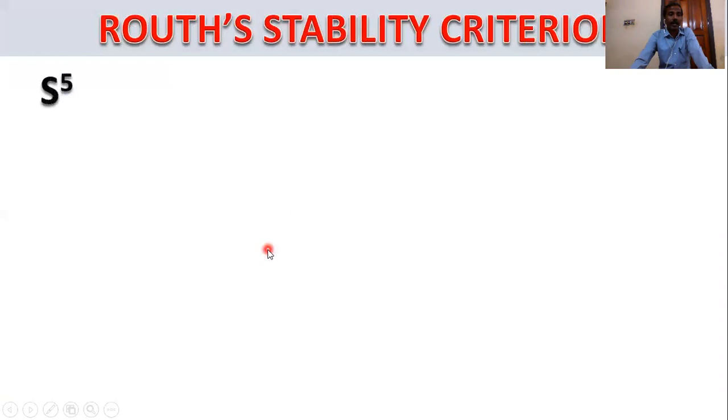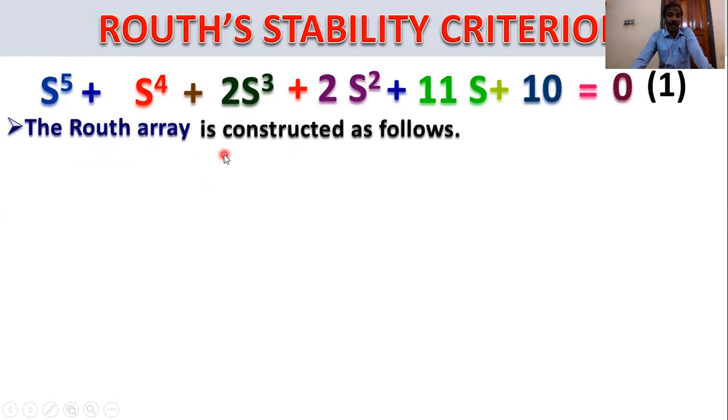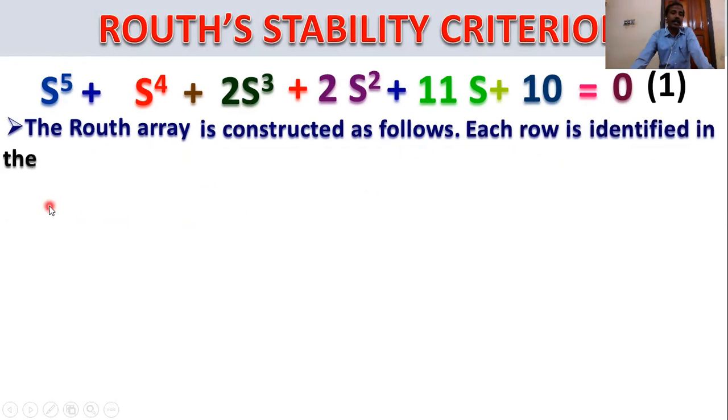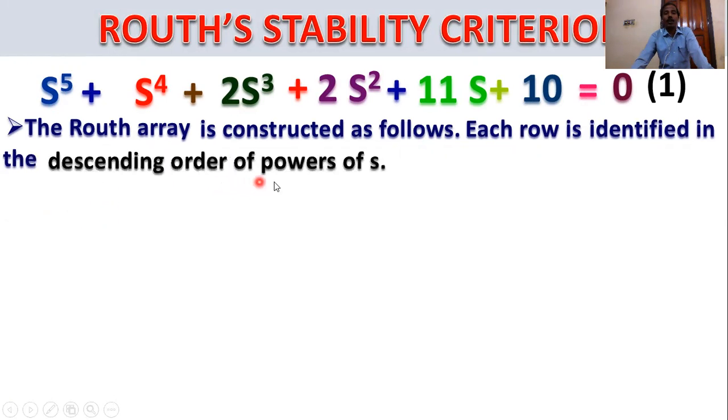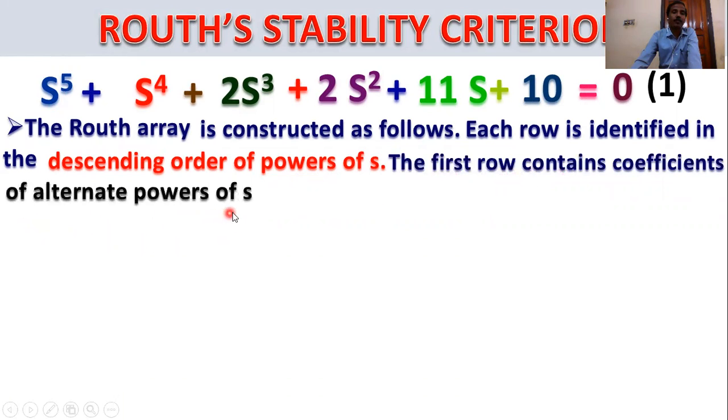Routh stability criterion. This is the polynomial equation, a fifth order polynomial equation. The Routh array is constructed as follows. Each row is identified in descending order of power of s. What is the descending order of power of s? The first row contains coefficients of alternate powers of s.